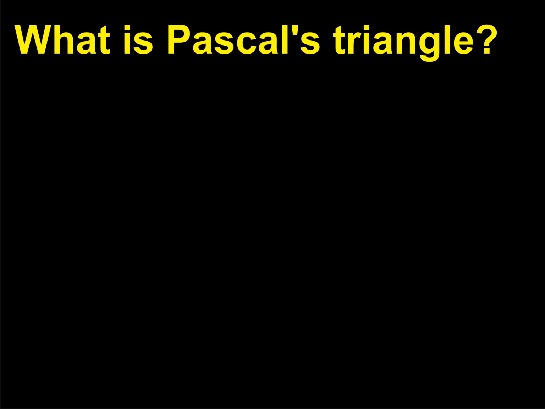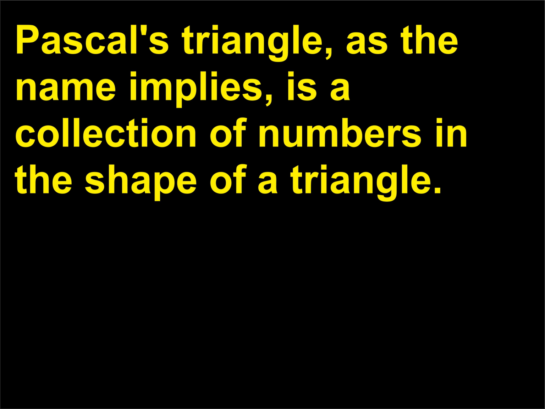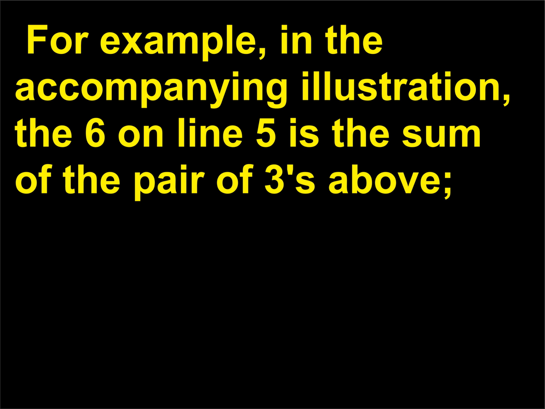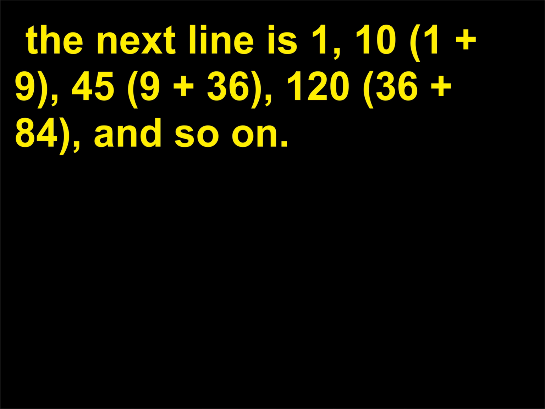What is Pascal's triangle? Pascal's triangle, as the name implies, is a collection of numbers in the shape of a triangle. Each number in the triangle is the sum of the two directly above. For example, in the accompanying illustration, the 6 on line 5 is the sum of the pair of 3's above. The next line is 1, 10, 10, 5, 1 plus 9, 45, 9 plus 36, 120, 36 plus 84, and so on.